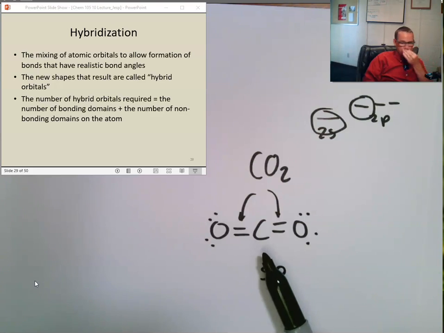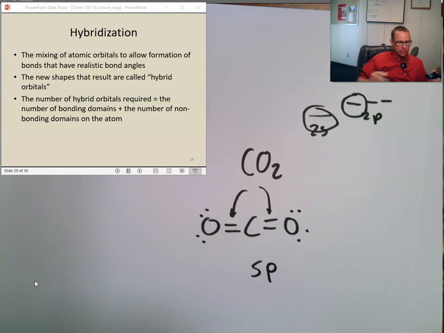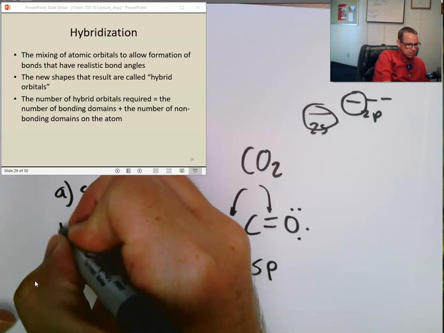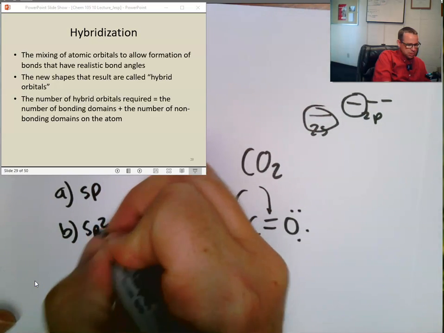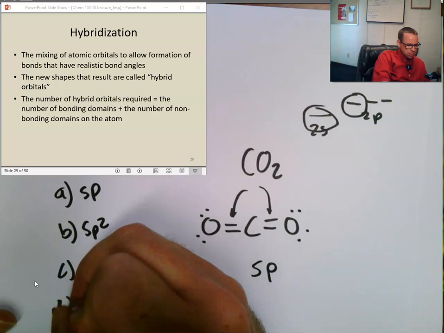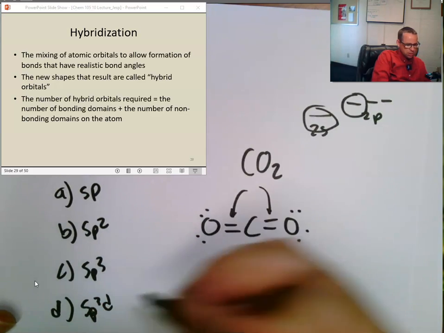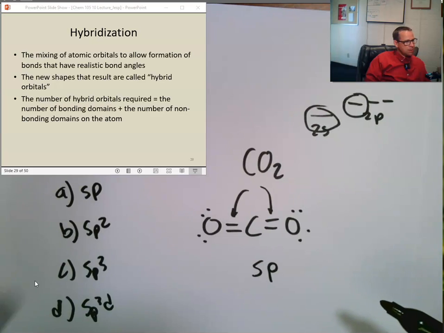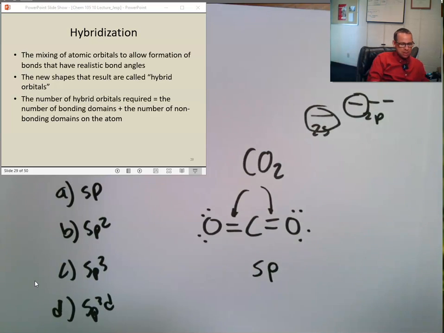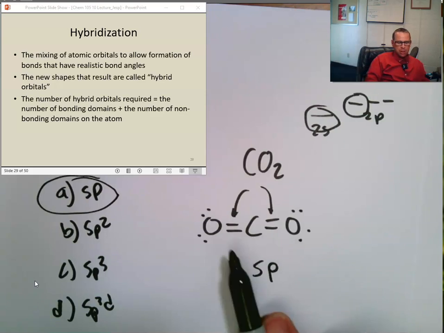What is the hybridization around the carbon? Again, our answers are A, sp, B, sp2, C, sp3, or D, sp3d. Are you there, Sarah? Oh, she typed it in there. Very good. sp. Excellent. sp is the hybridization around the carbon in carbon dioxide.